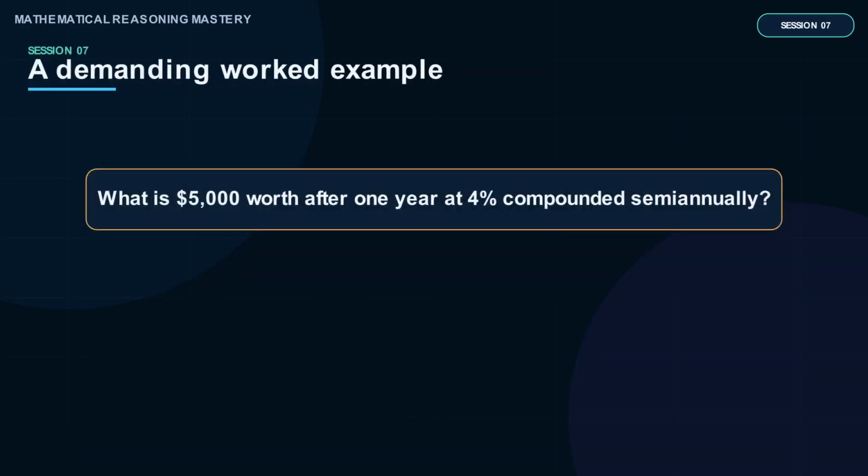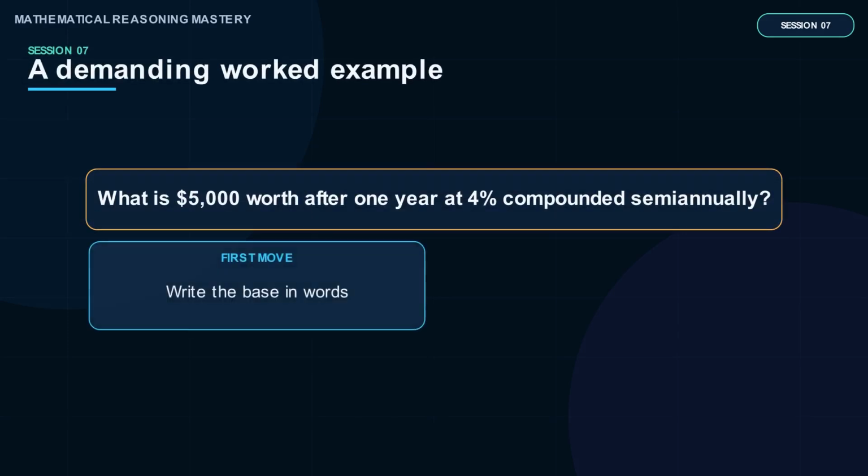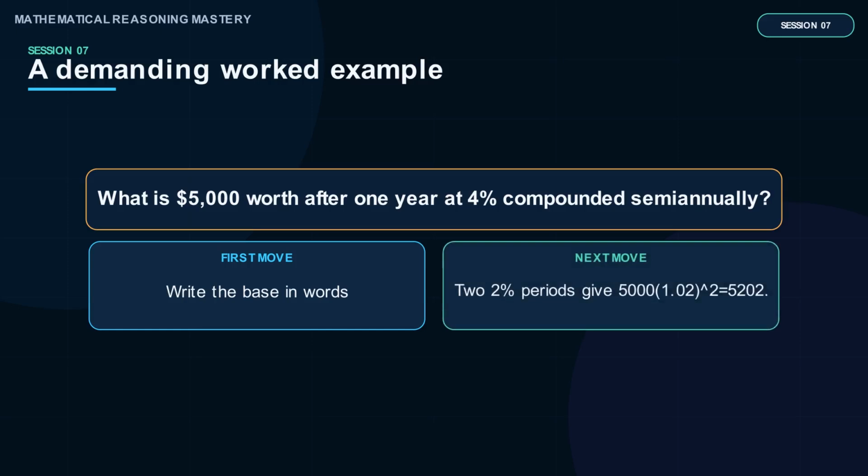Here's a challenge. What is 5,000 worth after 1 year at 4% compounded semi-annually? Restate what is requested before touching the choices. The first move is, write the base in words. Apply it directly to the quantities and conditions in this problem. Now use the core reasoning. Two 2% periods give 5,000 times 1.02 squared, which equals 5,202. Keep each equality, comparison, or unit conversion visible.